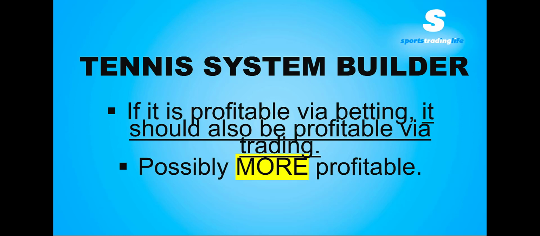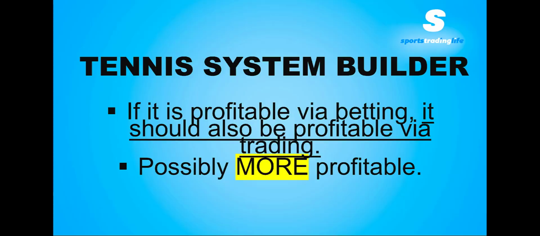But anyway, let me jump on the system builder itself and give you an idea of how we can use it to find trading qualifiers. And this should make life a lot easier if you just want to look at a tennis match, know which angle to take. Do we go with the favorite? Do we go against the favorite?